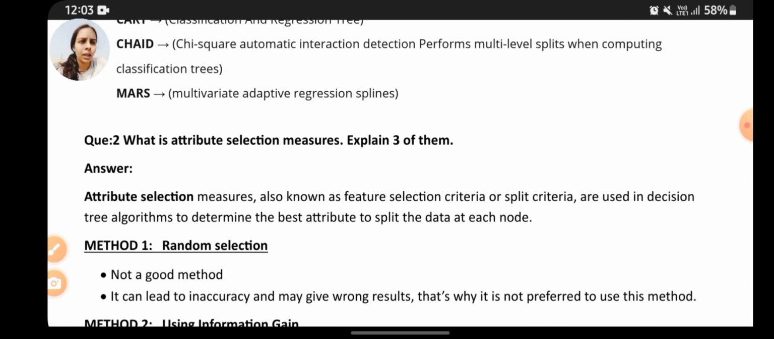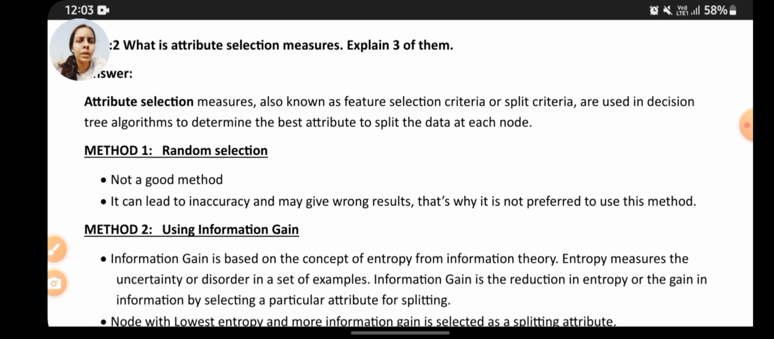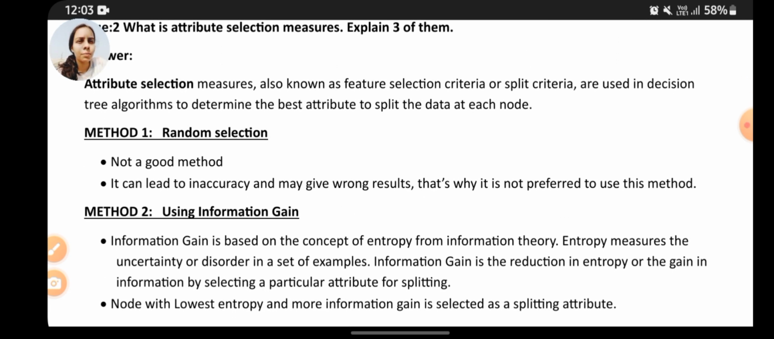Now moving towards our next question, question number 2. Question number 2 says: what are the attribute selection measures? Explain 3 of them. Here we have to classify the attribute selection measures. Our answer is: attribute selection measures are also known as feature selection criteria or split criteria, which are used in decision tree algorithms to determine the best attribute to split the data at each node. So we have to explain 3 of them.